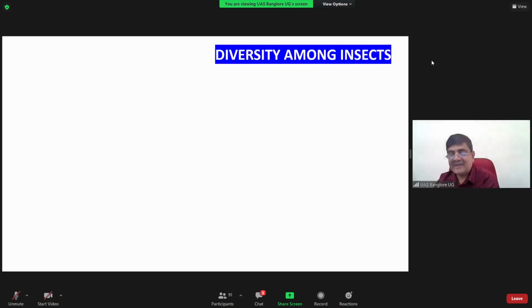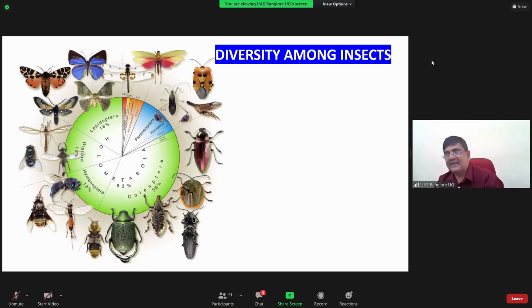So coming to the diversity among insects. If you look at this pie chart, you can see the diversity of insects. For example, the holometabolous insects, or the insects that undergo complete metamorphosis, contribute more than 75%. So among these holometabolous insects, 38% of them are coleopterans.